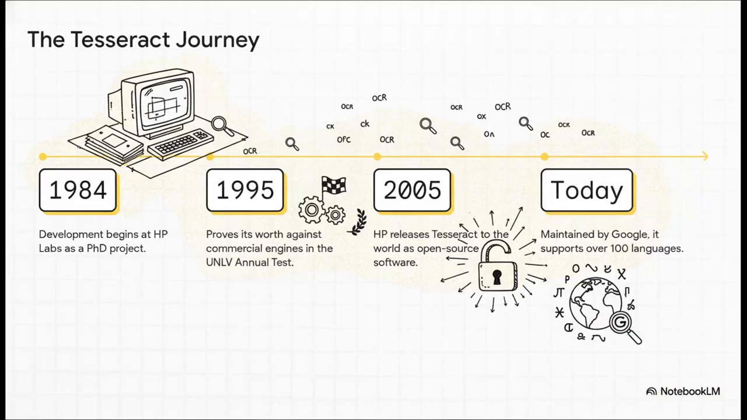Okay, let's just take a look at this timeline, because it's pretty wild. Tesseract starts off as a PhD project at HP way back in 1984. But get this, by 1995, it was already going toe-to-toe with really expensive commercial software and winning in accuracy tests. Then, the real game changer, 2005. HP releases it as open source. Suddenly, anyone could use it. And today, it's maintained by Google and it's a global powerhouse, understanding over 100 languages.